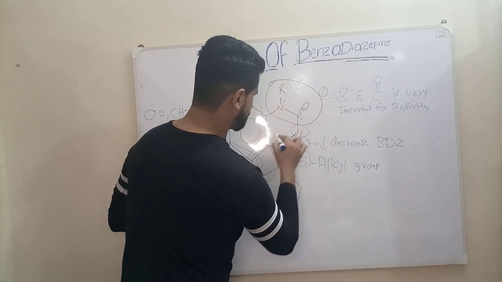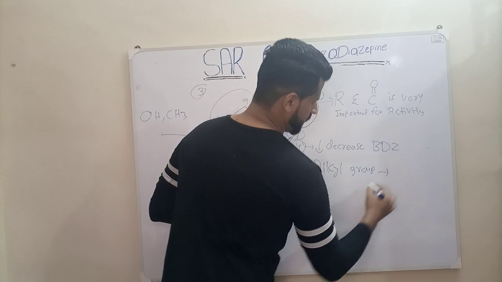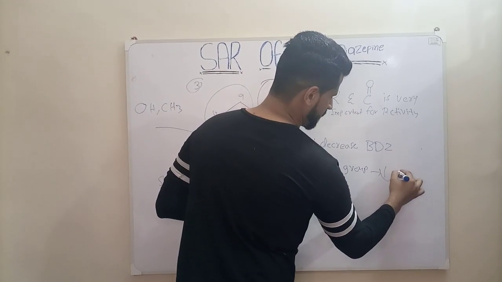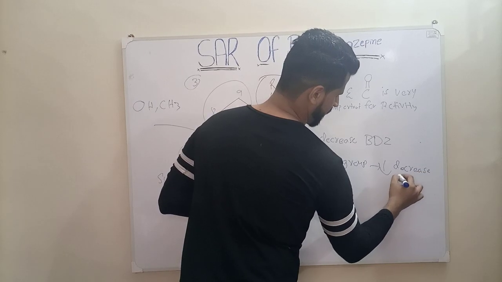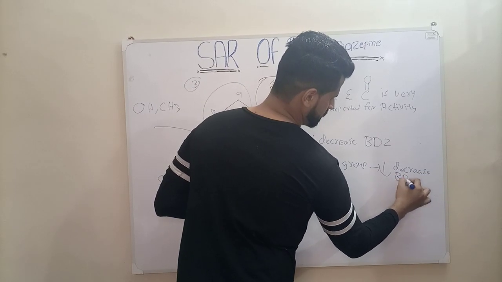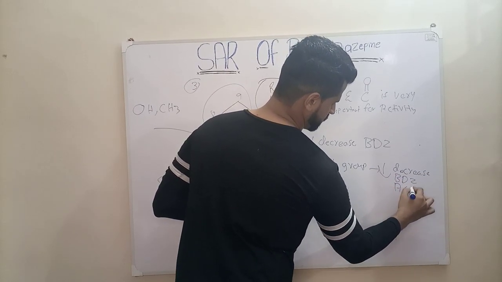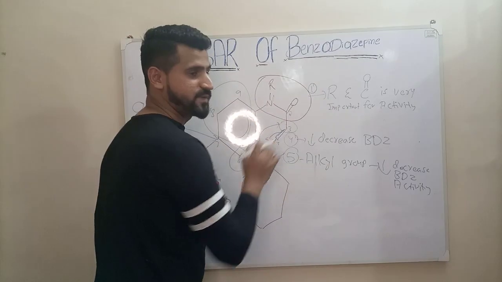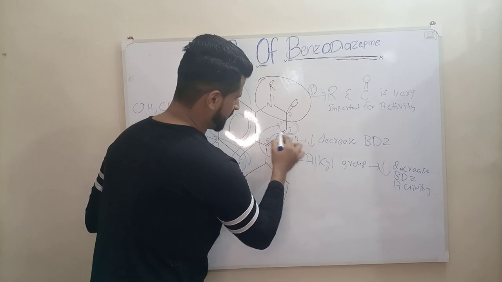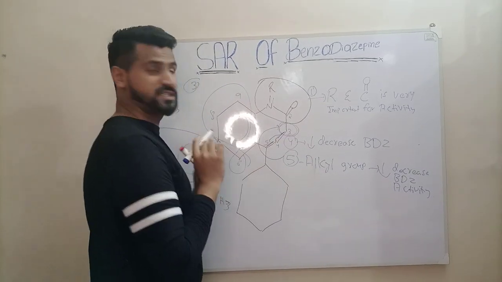The fifth point is that when any alkyl group attaches at the 3rd position, it decreases the benzodiazepine activity. The third position is very important for the benzodiazepine activity.